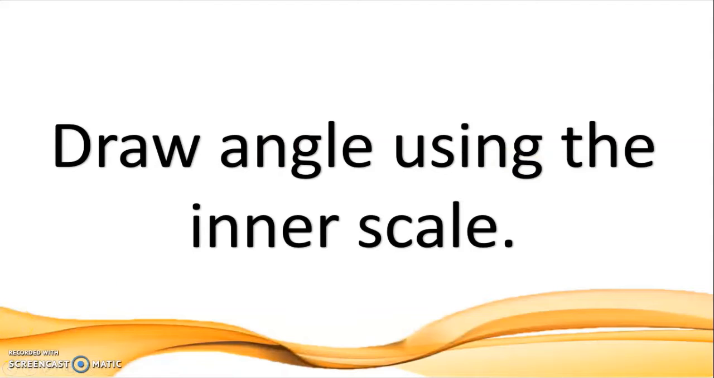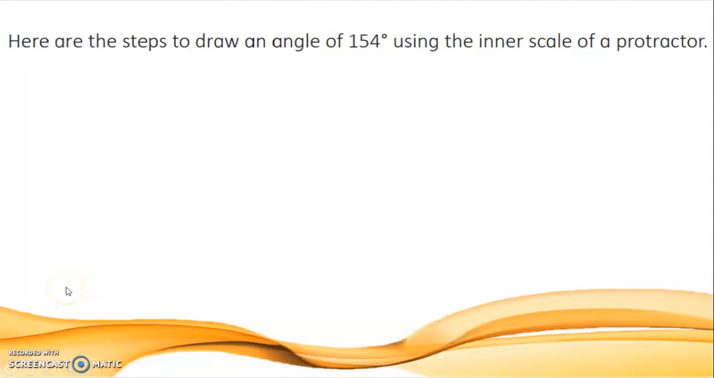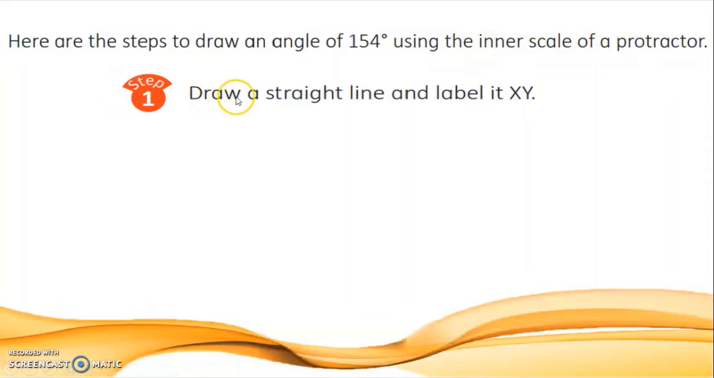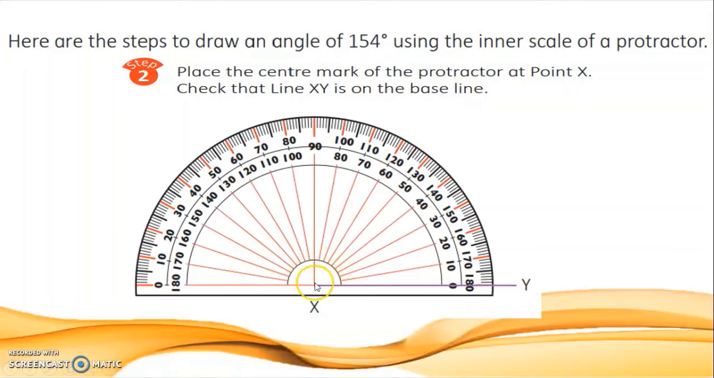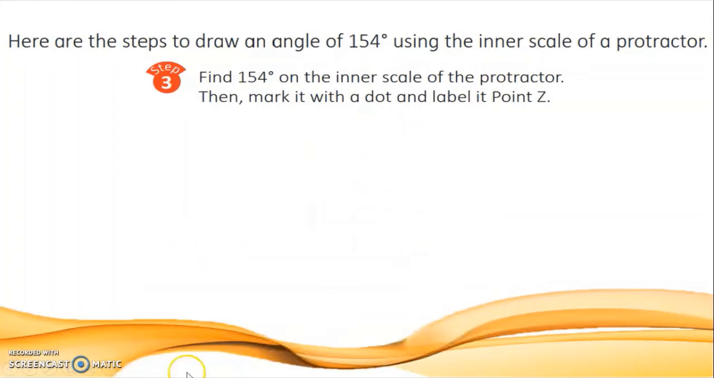Now let's draw an angle using the inner scale. So here are the steps to draw an angle of 154 degrees using the inner scale of a protractor. Step 1, draw a straight line and label it XY. Step 2, place the center mark of the protractor at point X. Check that line XY is on the baseline. So XY was on the baseline.